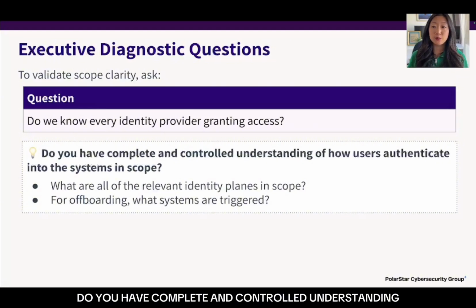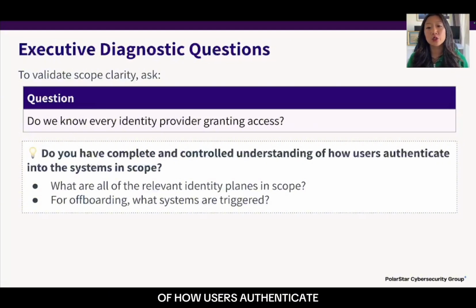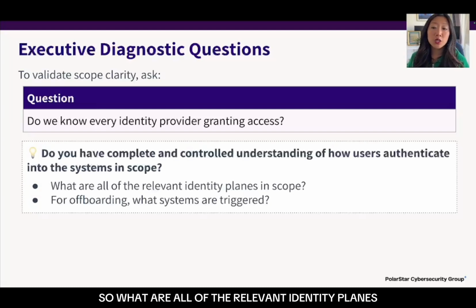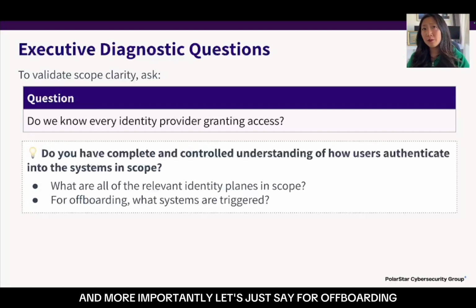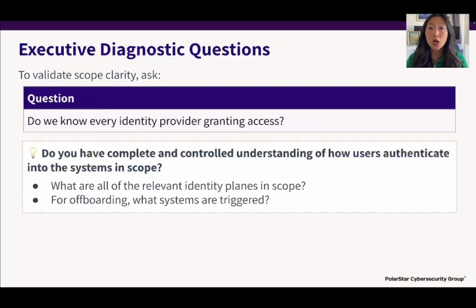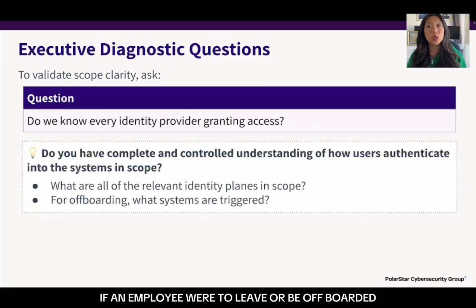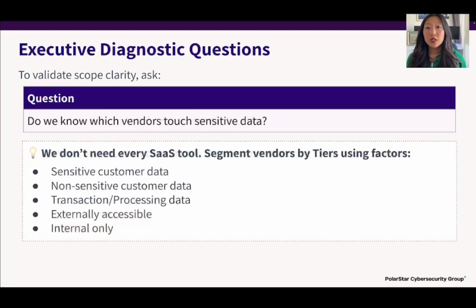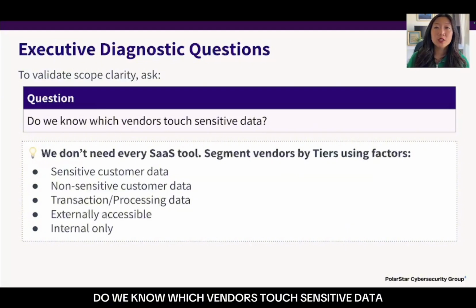Do we know every identity provider granting access? Do you have a complete and controlled understanding of how users authenticate into the systems that you've defined or within scope? So what are all of the relevant identity planes? And more importantly, let's just say for offboarding, here's an easy way. What systems are triggered? What do you need to turn off if an employee were to leave or be offboarded? That's a helpful way to get started.